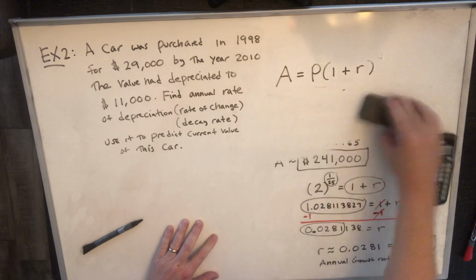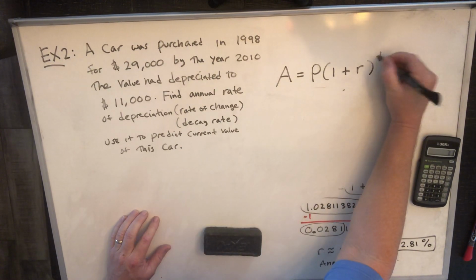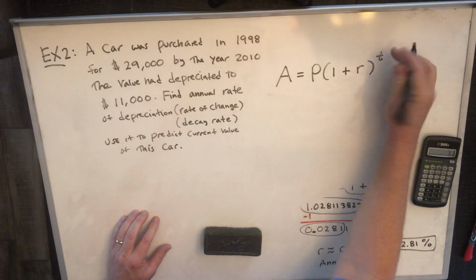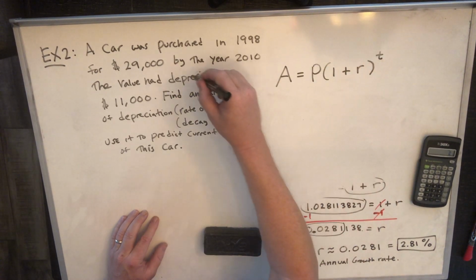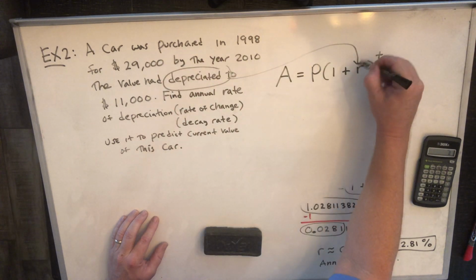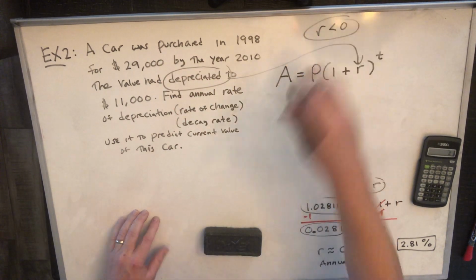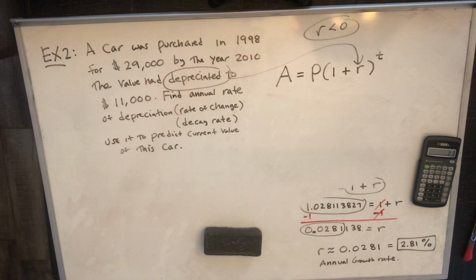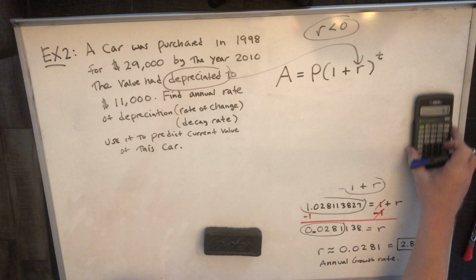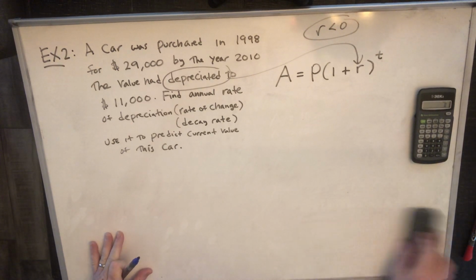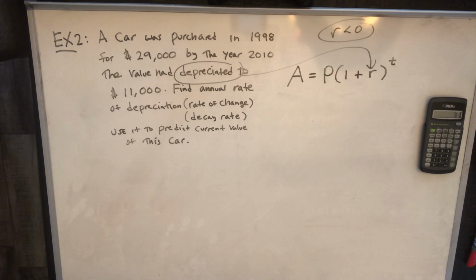Same formula. Keep in mind that because it's depreciating, that tells us that our R will be negative. Keep that in mind right from the beginning, because if you make a mistake and you end up with a positive rate, you should catch that and realize, wait a minute, how's my car getting more and more valuable over time? This is not a classic car that appreciates. You have a typical car you buy at the car dealership, it's going to go down in value.